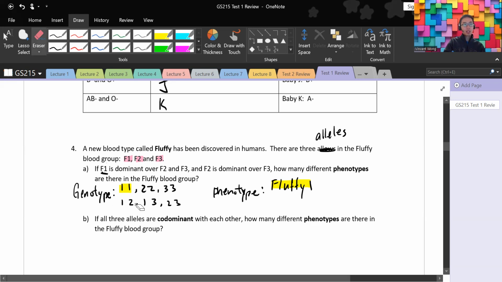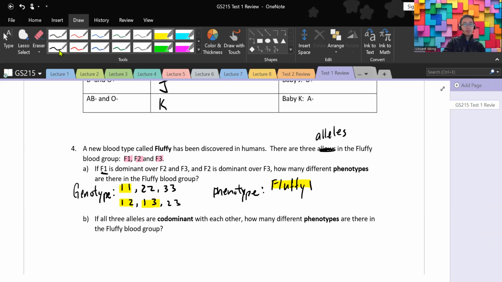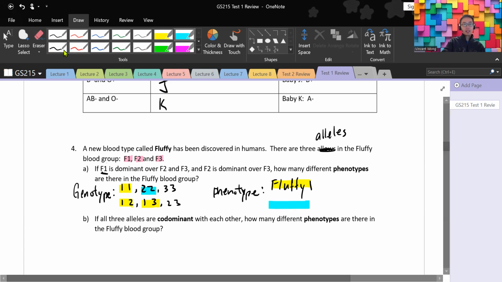What about 1 and 2? What would that look like? Is that fluffy 1, fluffy 2, or fluffy 3? Fluffy 1, that's right. And how do you know that? Because the F1 is dominant over F2. Exactly, because F1 is dominant over F2, it means it will cover it up, right? So 1 and 2 will also look like fluffy 1. In fact, 1, 3 will also be fluffy 1, right? Okay. 2, 2 is just going to be fluffy 2, right?